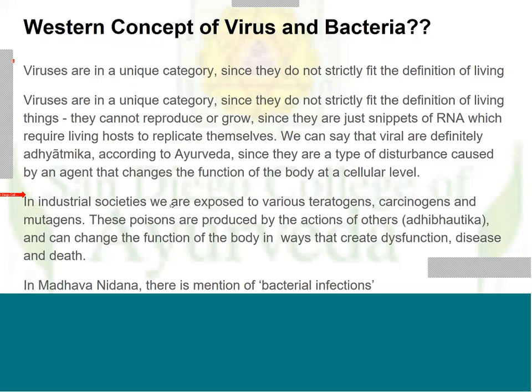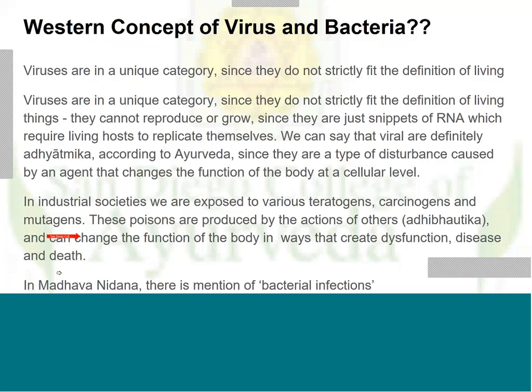And industrial societies also expose us to teratogenic, carcinogenic, mutagenic compounds, and these are really poisons. They are produced by the actions of others. So we can say this is adibhautic suffering. Like, if somebody's coming and putting poison in your water, that's the action of another. And it's just the big corporations who were doing this and still do it when they can, unless they get caught. And then they get hit with a fine and don't usually go to jail. But these poisons, they can change the function of the body in ways that create dysfunction, disease, and death.